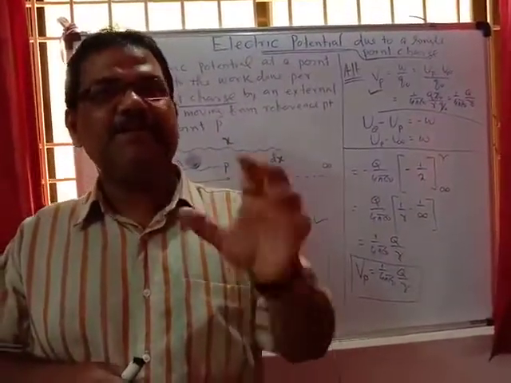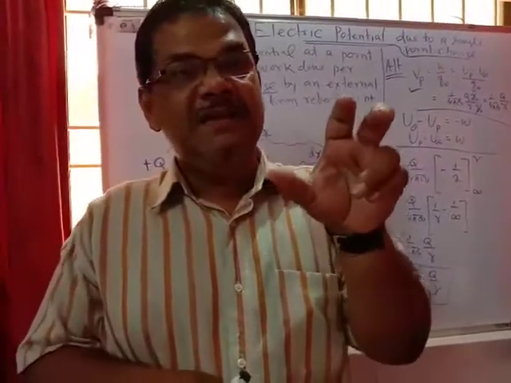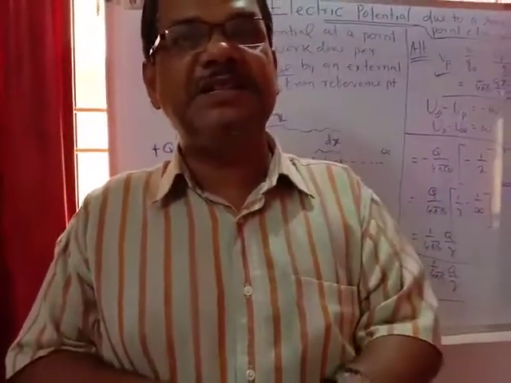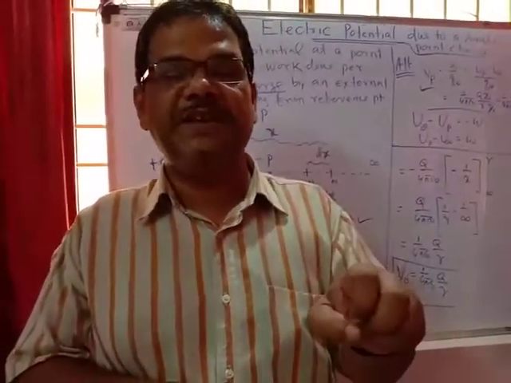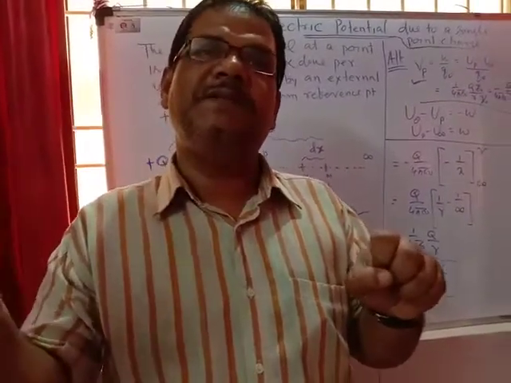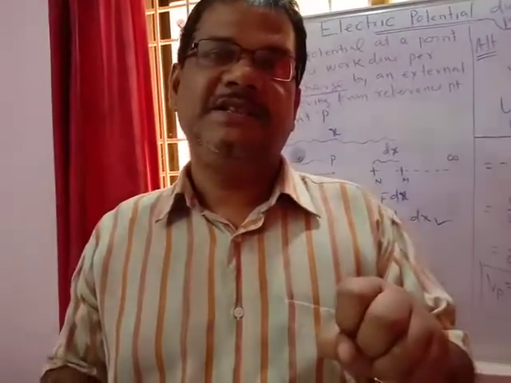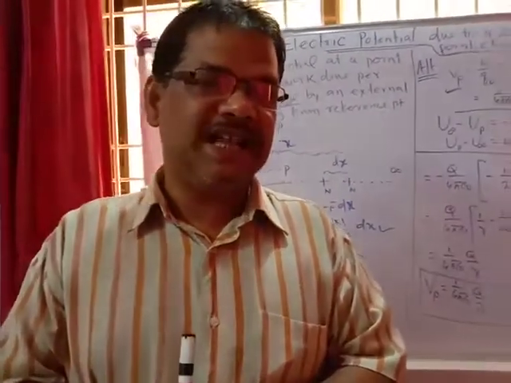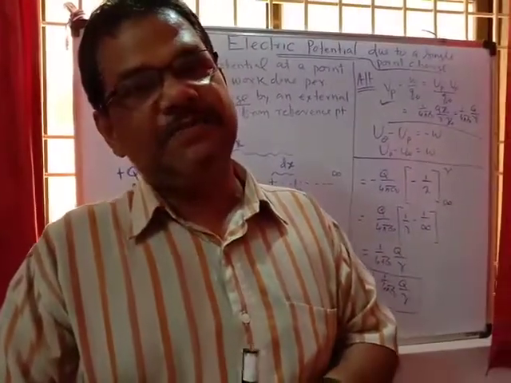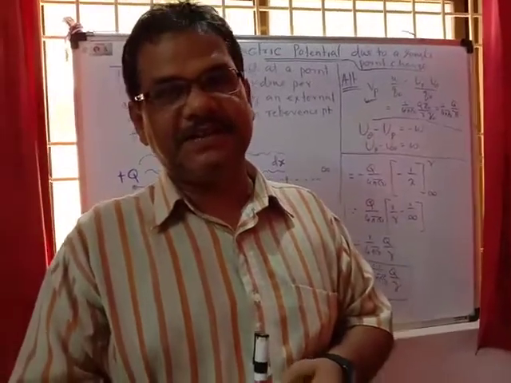If you talk about the potential at a point, only the source charge will be there, and the other charge will be the unit positive test charge, whose value is equal to 1. This is all about the electric potential at a point and the electric potential energy of a system of charges.